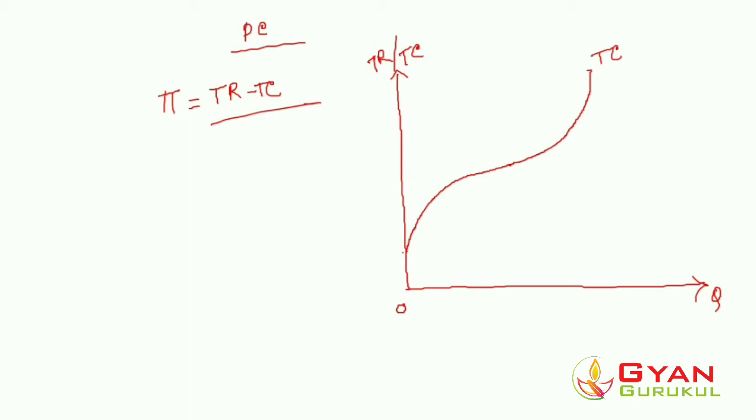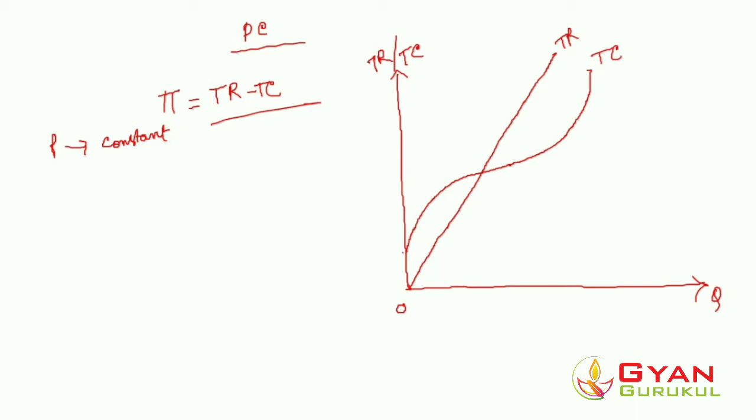Now the total revenue curve in perfect competition: we know that price is constant. Because price is constant, as we increase the output, average revenue will also be the same, and hence the total revenue curve would be a straight line. Here the total revenue curve would be a straight line like this. This is total revenue. Clear?